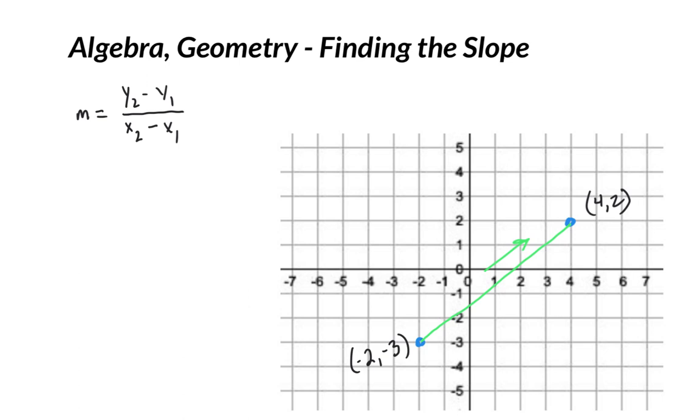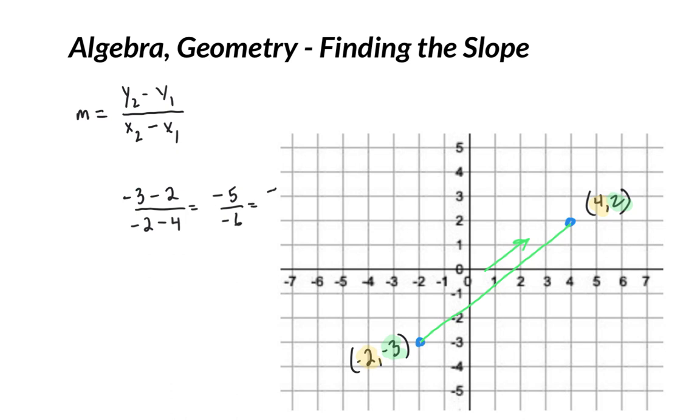Okay, so let's start with our y values. Again, it doesn't matter which one comes first, as long as you are consistent when you do the x's. So here are my 2 y values, negative 3 and 2. So we're going to have negative 3 minus 2. And then we do the same thing for the x's. We got to go in the same order. So we're going to go negative 2 minus 4. Well, negative 3 minus 2 is negative 5. And negative 2 minus 4 is negative 6.